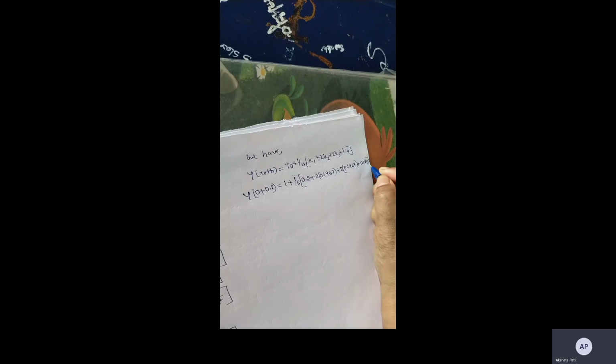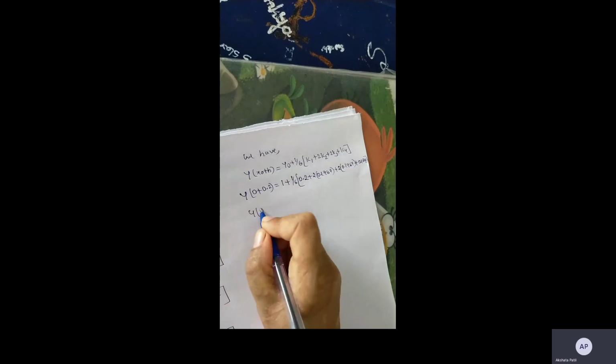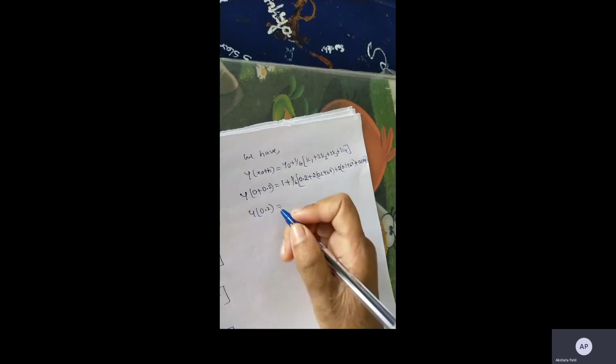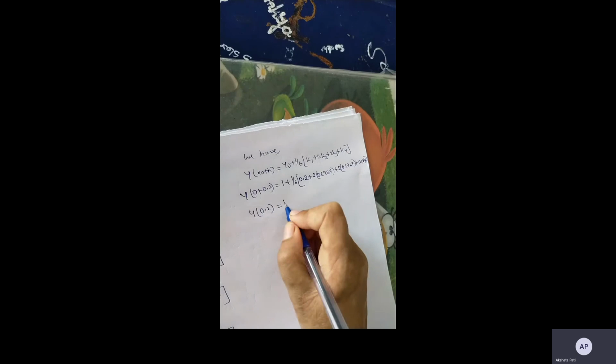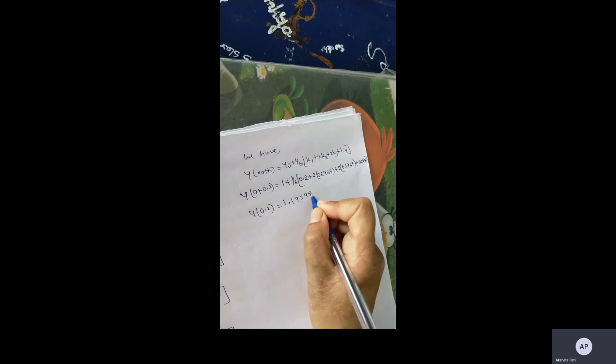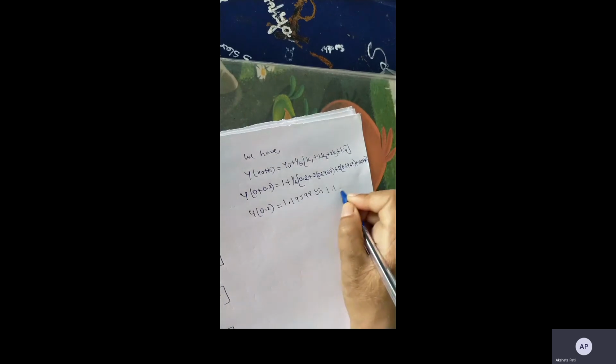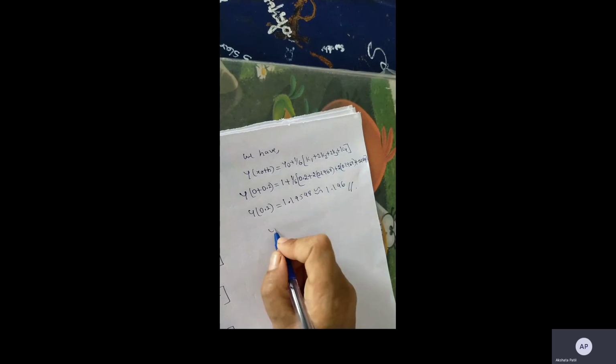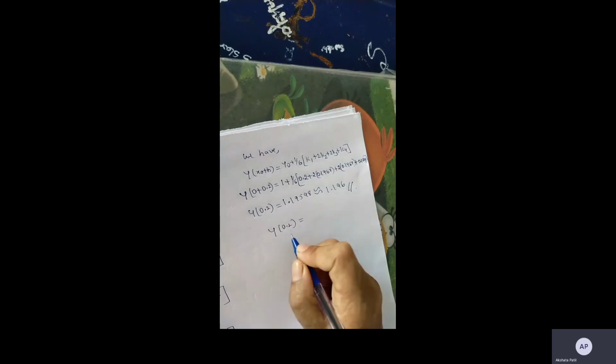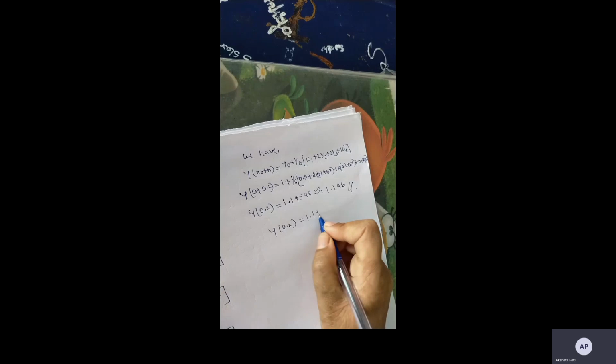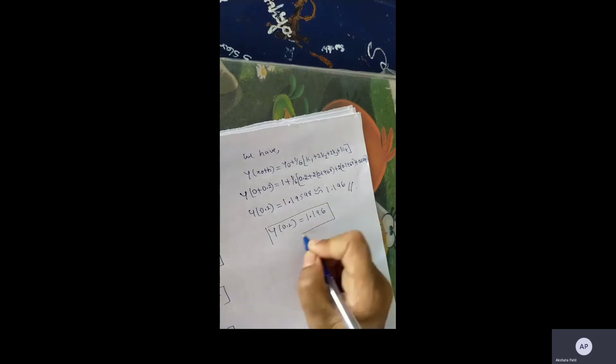Now after simplification we will get y of 0.2, which equals 1.19598, or approximately 1.196, is the required solution of y of 0.2. So y of 0.2 equals 1.196. I hope you understand this example. So let us solve another example.